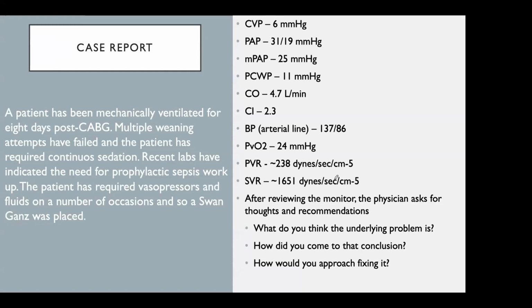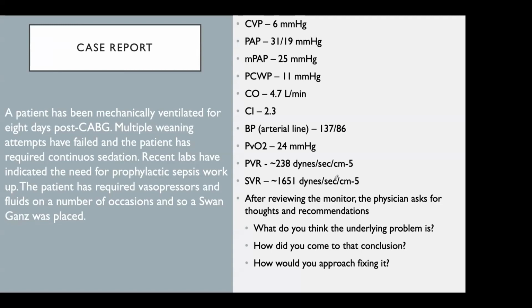We get a normal CVP, pulmonary artery pressures 31/19. You can calculate the mean on that, about 25-ish. Pulmonary capillary wedge pressure is running about 11. Cardiac output's 4.7, which gives us a rough cardiac index, roughly half of your cardiac output, of 2.3. Blood pressure through the art line, and for the sake of it we'll say the art line is properly placed and the transducer is properly placed and all that good stuff. So we get an accurate blood pressure of 137/86.